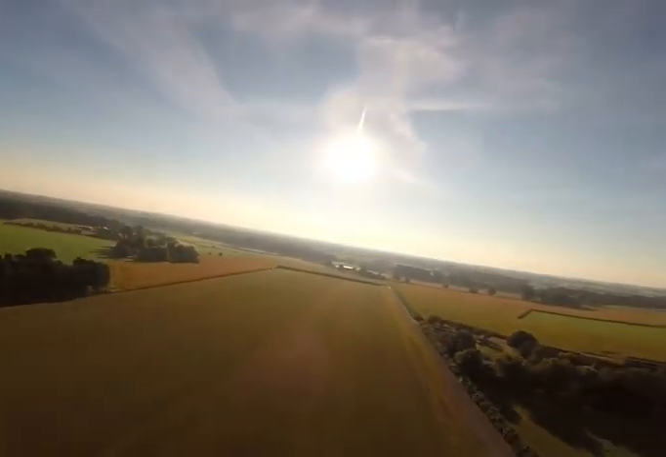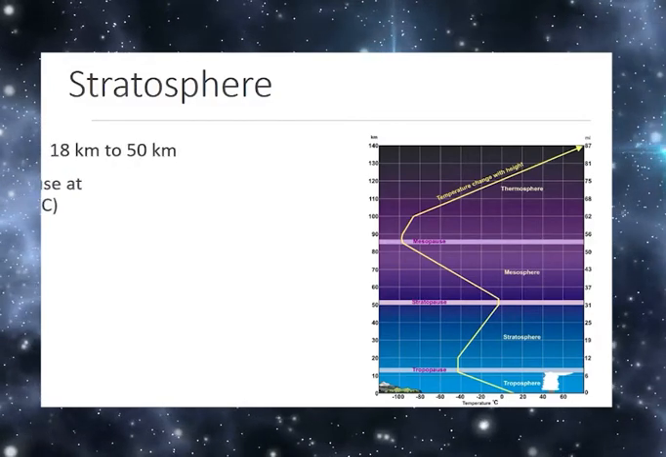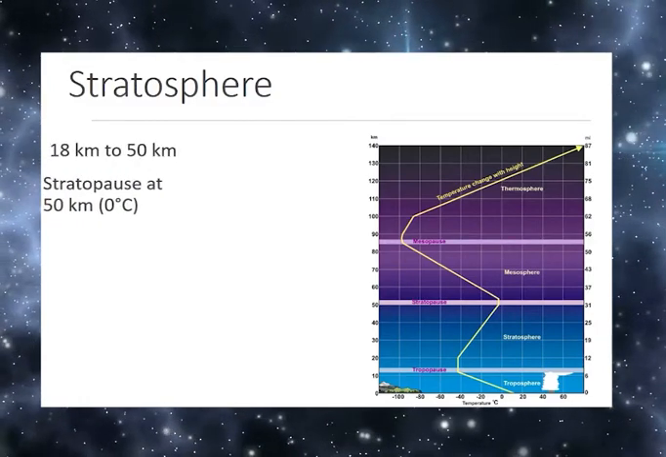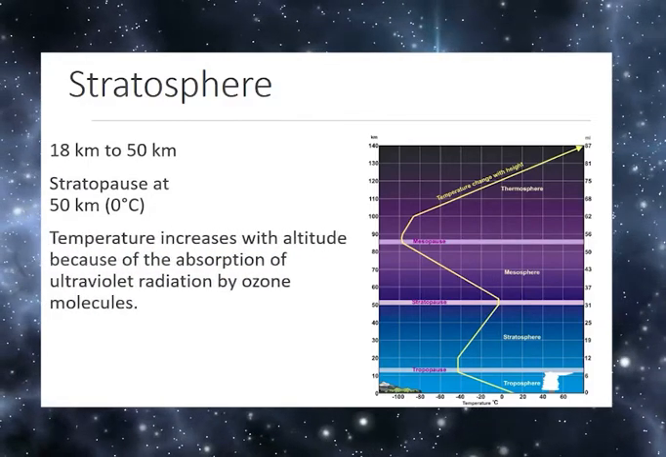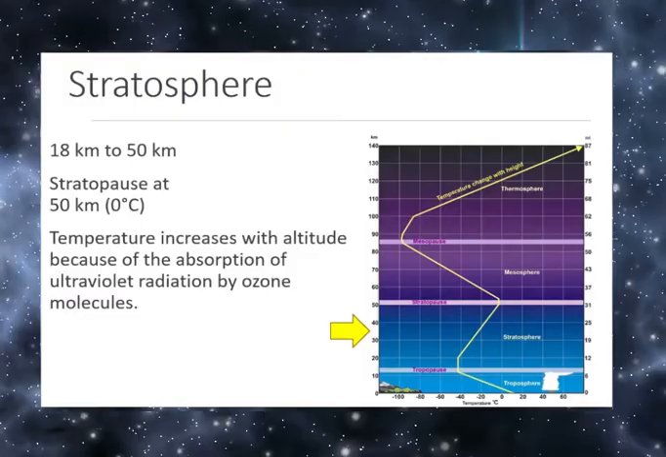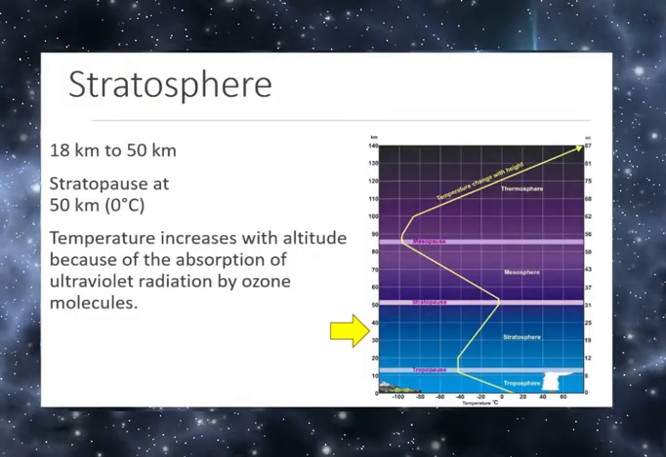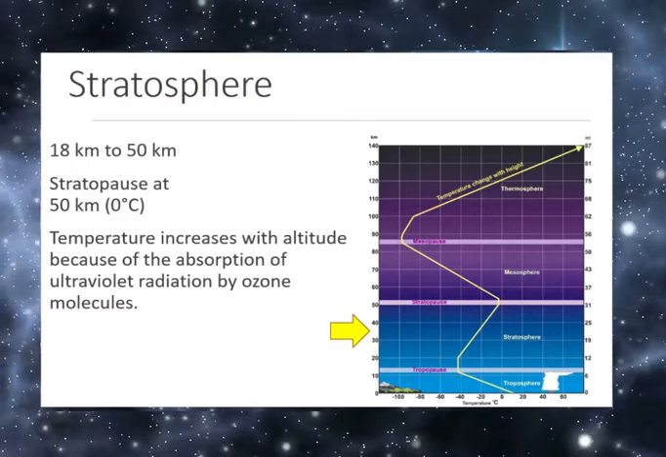The next layer up is called the Stratosphere. The Stratosphere extends from the top of the troposphere to about 50 kilometers above the ground. The infamous ozone layer is found within the stratosphere. Ozone molecules, as you know, absorb high-energy ultraviolet light from the sun, converting UV into heat. Unlike the troposphere, the stratosphere actually gets warmer the higher you go.